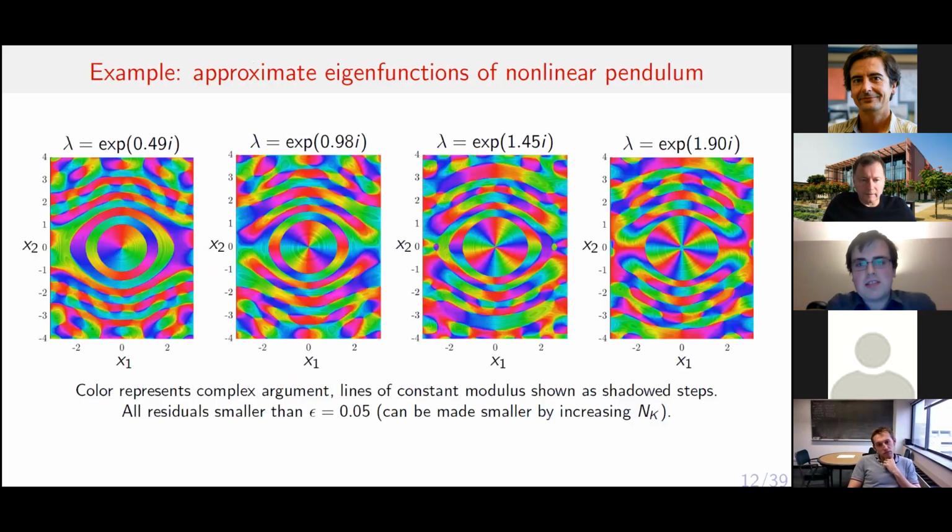So let's go back to the pendulum and let's look at these approximate eigenfunctions. You can think of these as rigorously computed eigenfunctions. They're not quite the same thing, but it's a good way to think about it. So here I've got different lambda on the unit circle, and I've got the corresponding approximate eigenfunctions. The color represents the complex argument, and the shading represents the modulus. All of the residuals for these modes are smaller than 0.05, which you can make smaller by increasing the size of the dictionary. So you can compute these approximate eigenfunctions, and you also have a robustness guarantee. So that's the pendulum.